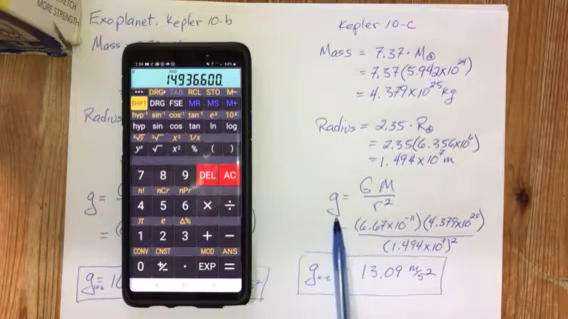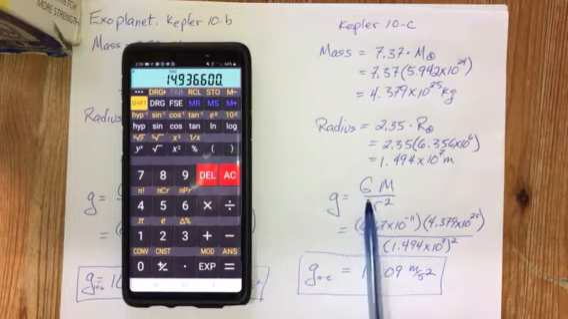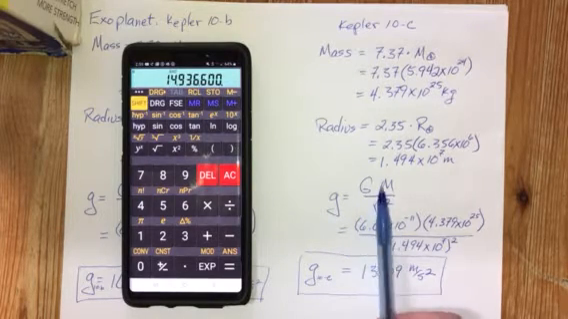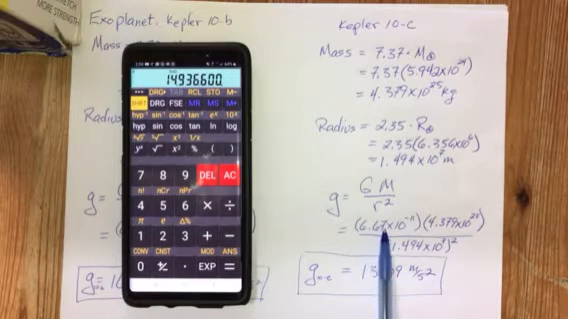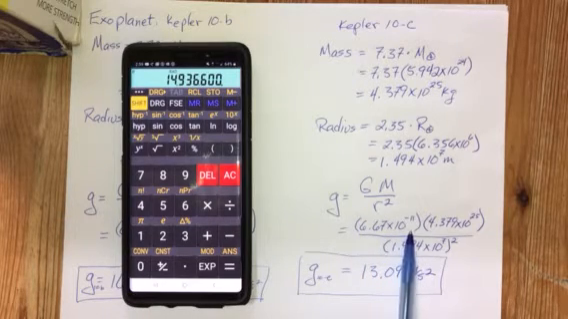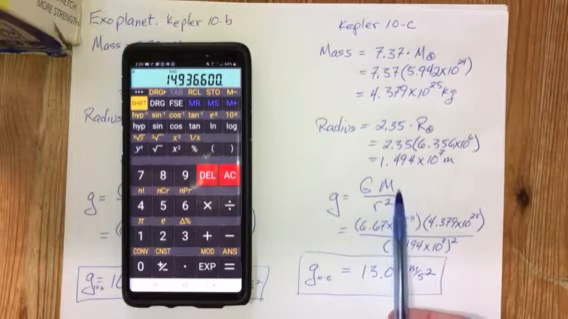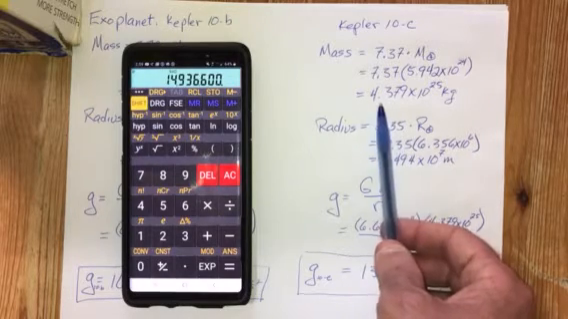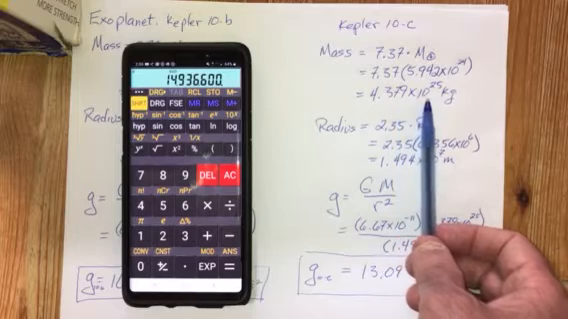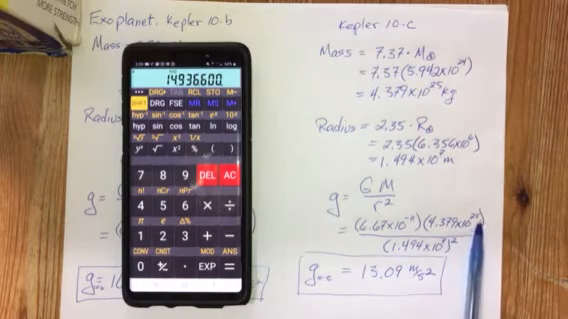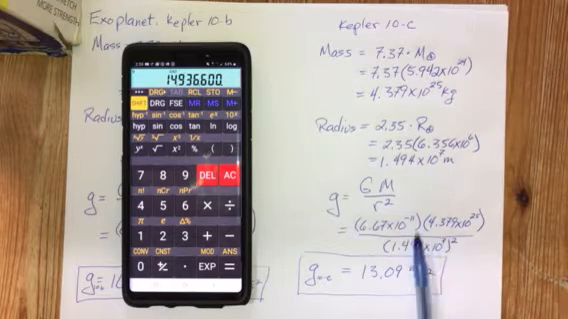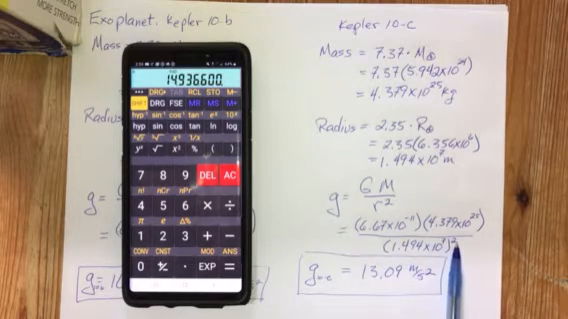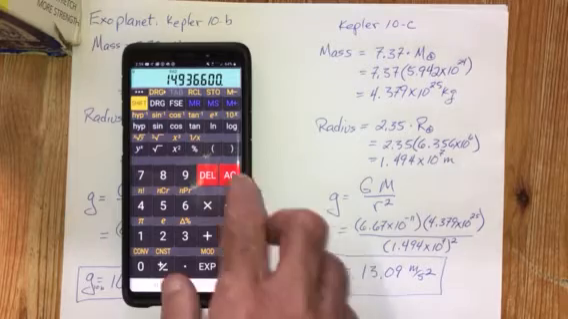Now our formula is: the acceleration due to gravity, lowercase g, is equal to capital G times capital M over r squared. And capital G was 6.67 times 10 to the negative 11. The mass of this planet we just calculated as 4.379 times 10 to the 25th power. And then the radius of the planet is 1.494 times 10 to the 7th, but we're going to square that. So let's go ahead and do this calculation.